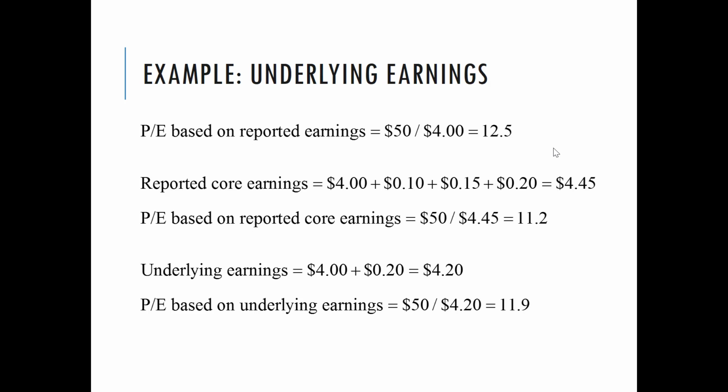So if you're going to look at the price to earnings multiple based on the reported earnings, it might be 12.5. Based on the core earnings, might be 11.2, and underlying earnings 11.9. Again, not huge differences, but there are differences in terms of what you get at the end.